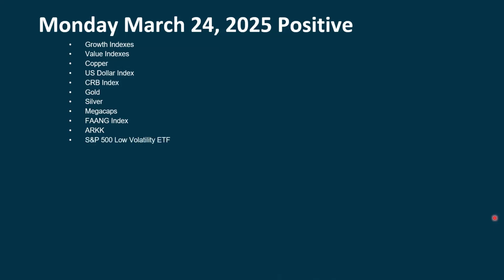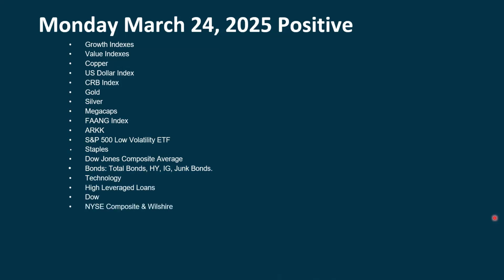ARK, the low volatility ETF, staples, Dow Jones Composite Average, bonds based on price, everything except world bonds. The tech sector, high leverage loans, the Dow, the NYSE and Wilshire, the NASDAQ and NASDAQ 100. Now we're possibly getting ready. We're starting to see a death cross here with the small caps, and the micro caps may start to cross over negative. We're close, but not quite as close here with the mid caps. And then all stocks, both US and international stocks, emerging markets. That's actually one of the better looking markets right now. And Bitcoin, which is in an uptrend, but it's down to its 200-day moving average.